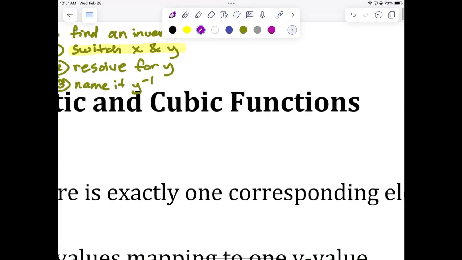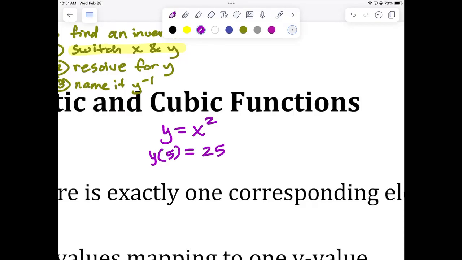Let's see. What if I coded a message with this function? What if I coded a message with y equals x squared? And by coding a message, what I mean is, let's code a number. What would happen if I plugged in a 5? What would the 5 come out to be? A 25. So what if I code my 5 and I turn it into a 25? How would I get my 5 back? What would be the inverse of squaring a number? Square rooting it, right? So I could take the square root of 25 and get what?